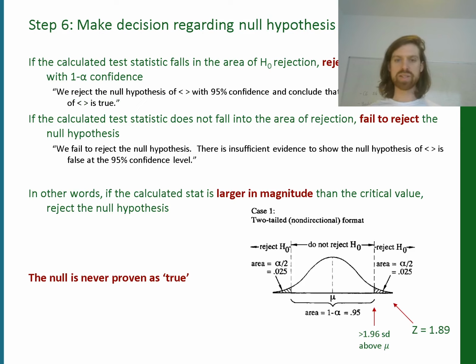Step 6, this is the more complicated part. We need to bring all of the information together. And then once we've done that, we need to actually work through those steps in order to make a decision regarding the hypotheses that we've stated, okay?